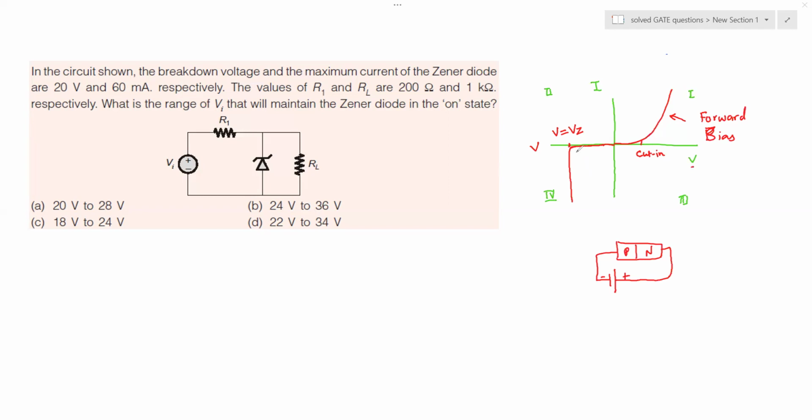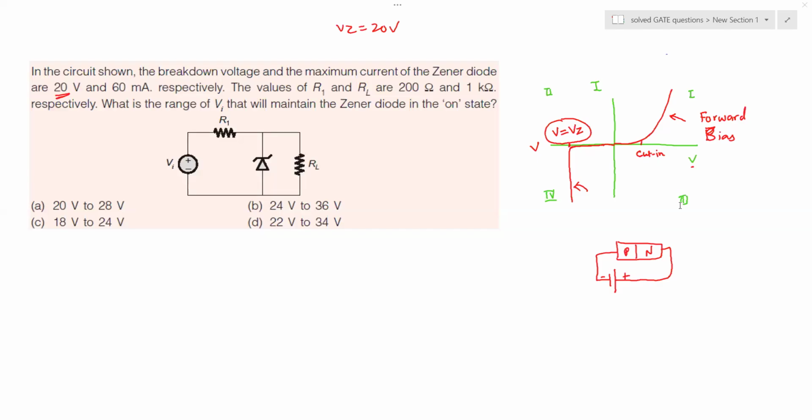Okay, and this amount of current, which is a heavy current, happens at the breakdown voltage of the diode called VZ. And that's what this voltage is defined as here. So the Zener diode voltage VZ is the breakdown voltage. It is given as 20 volts. So let me write here VZ equal to 20 volts, and we'll see that.